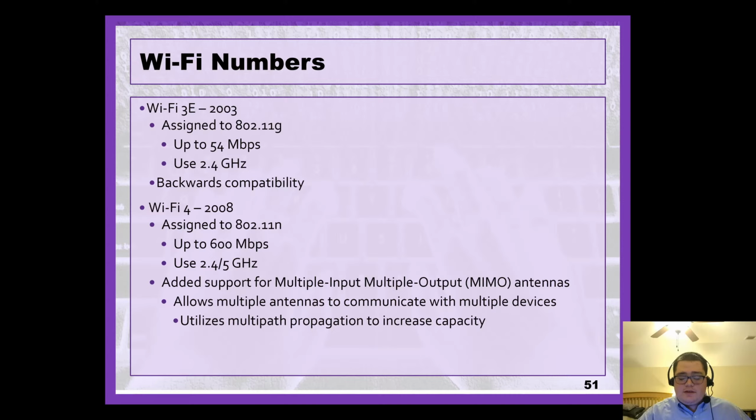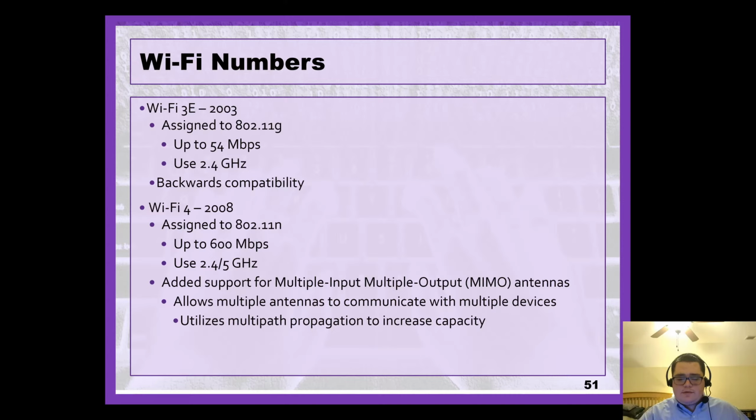Wi-Fi 3E, introduced in 2003, was assigned to 802.11g. It supports up to 54 megabits per second and uses 2.4 gigahertz. This is the first standard that introduced backwards compatibility, so that's why a lot of times in a device that supports Wi-Fi 3E, you may see 802.11b/g or whatever backwards compatibility there is.